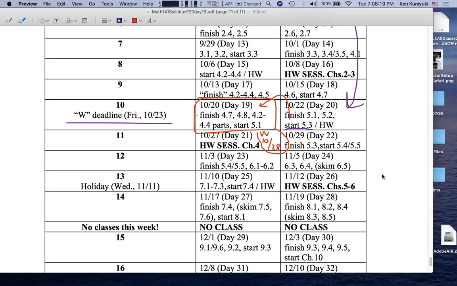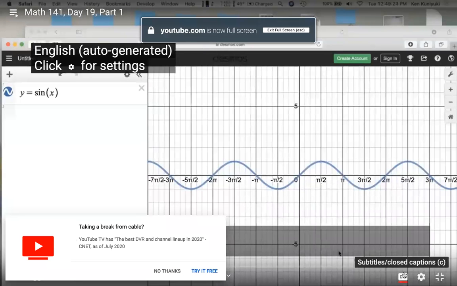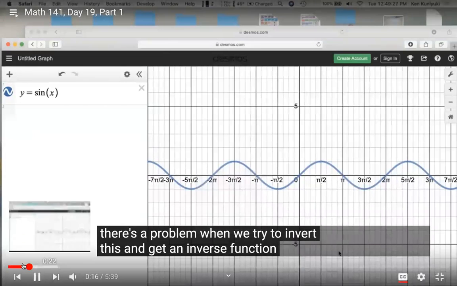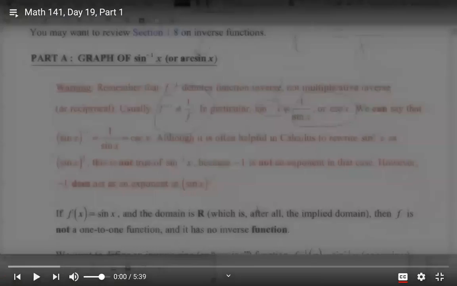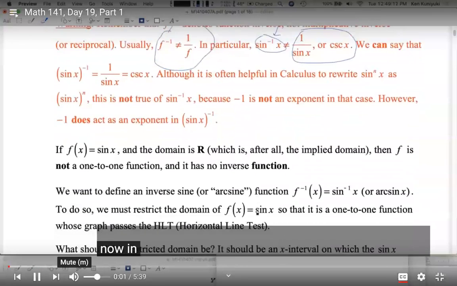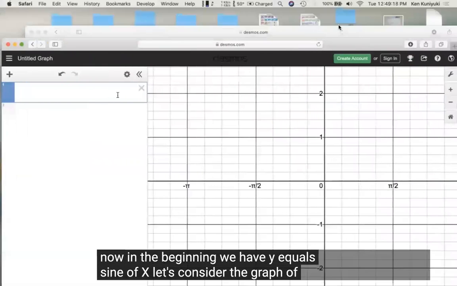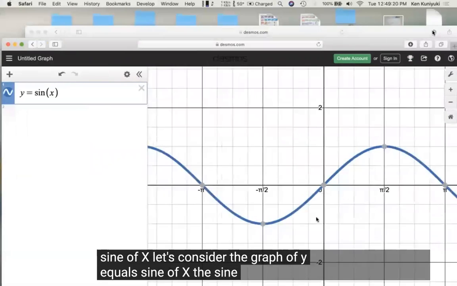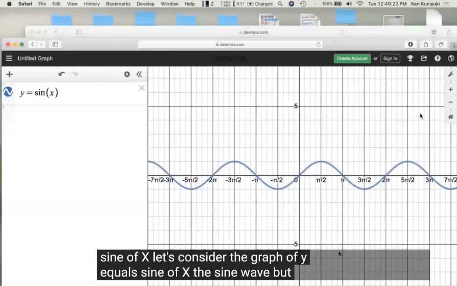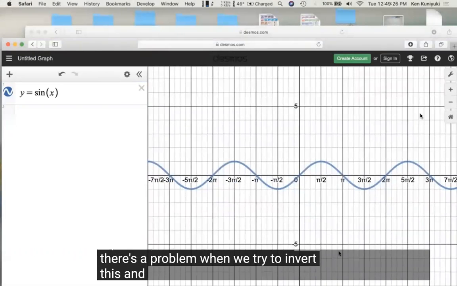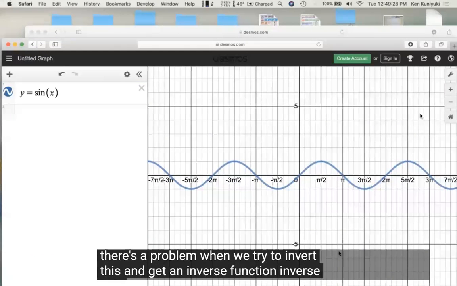Okay, so let's start off with our review. Okay, so I'm going to review inverse sine from last time. We are recording. Yes, we are recording. Okay, first of all, let's start the beginning. Now, in the beginning, we have y equals sine of x. Let's consider the graph of y equals sine of x, the sine wave. But there's a problem when we try to invert this and get an inverse function, inverse sine of x.